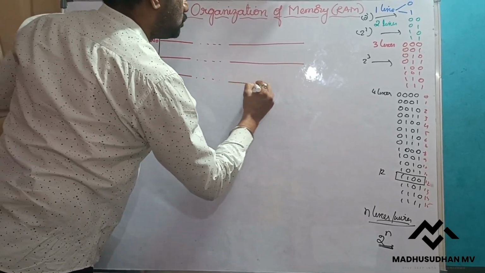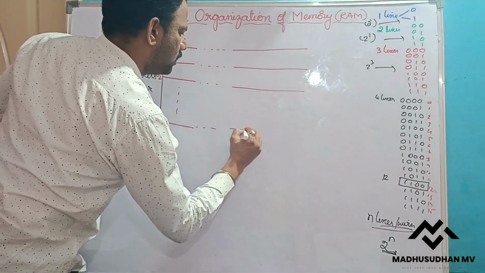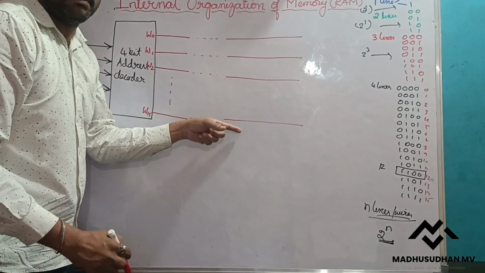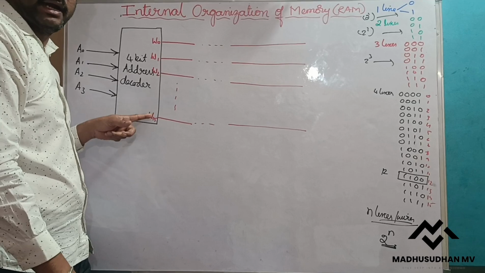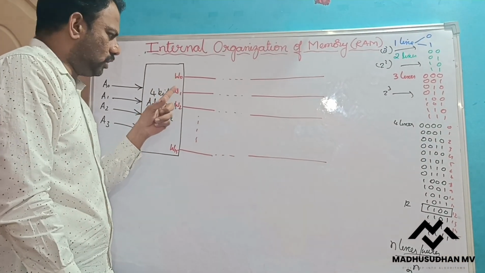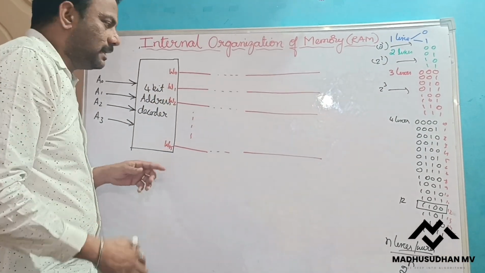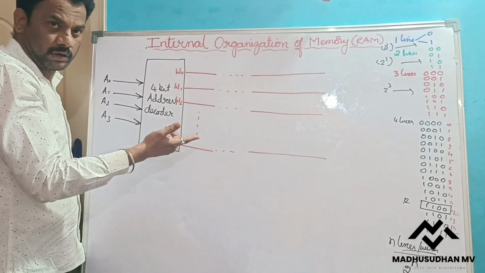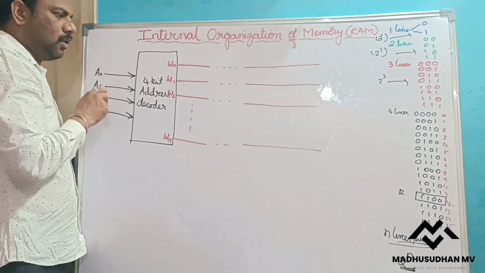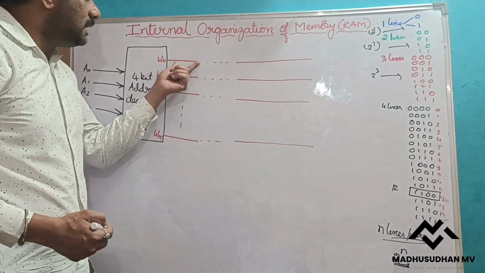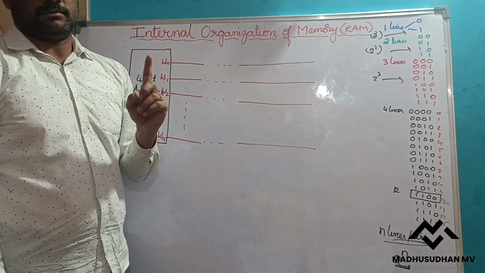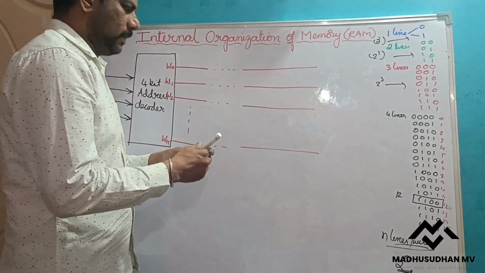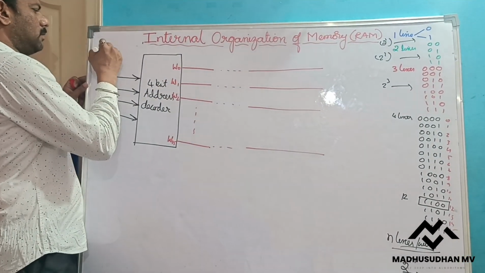I am not writing all of them completely, so I am writing dots. I have written 4 lines, but 2 to the power of 4, that is 16 lines, I will get: W0, W1, W2, up to W15. These 0, 1, 2, 3, 4 up to 15 are the decoding. This is the decimal number, this is the binary number. Each line we call a word line.